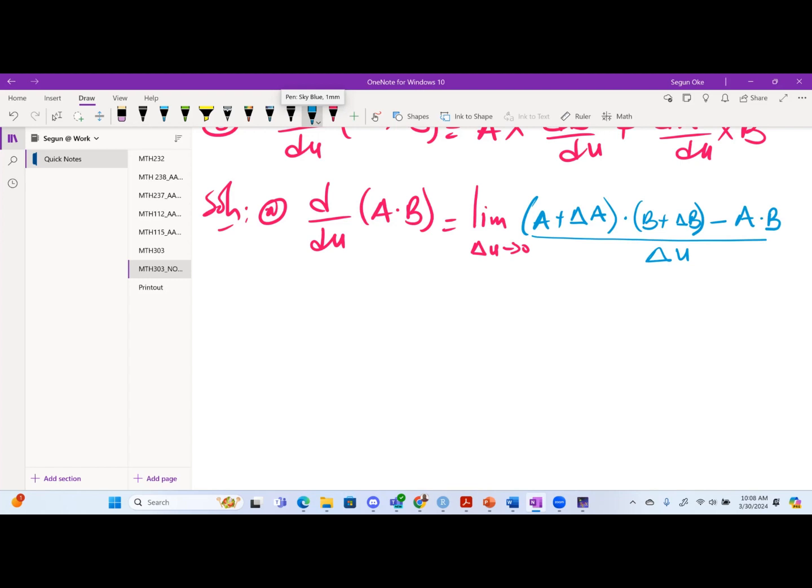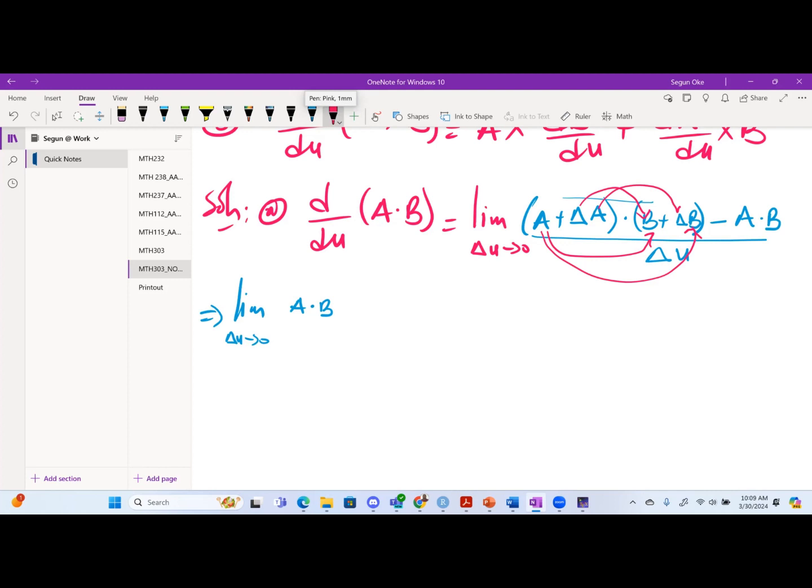So we can now distribute. Distribute means open the bracket, right? So let's distribute our bracket. How do we distribute it? Let's write the limit first. Our limit, change in u tends to 0. What I'm doing now is take this one to multiply this, then take the same one to multiply this, then take this one to multiply this, take this one to multiply this. So let's look at it.